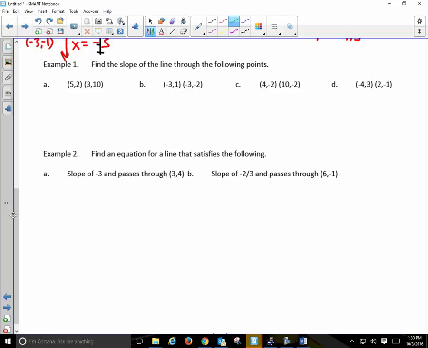Okay. So find the slope of the line through the following points. So we got 10 minus 2 over 3 minus 5, which is 8 over negative 2 or negative 4.